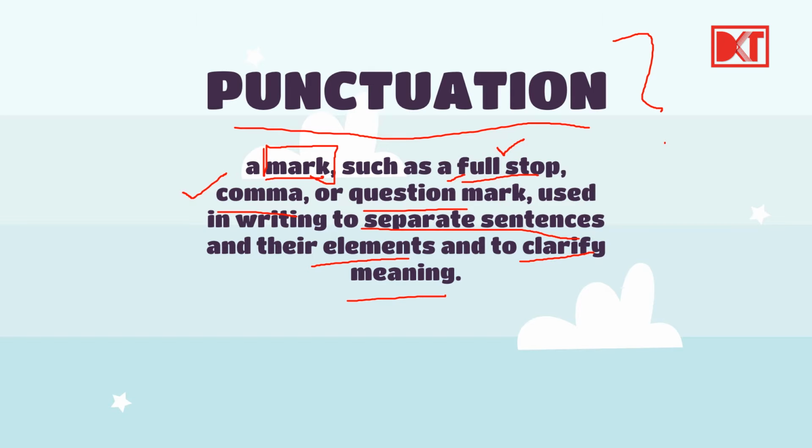You will be doing many more punctuation marks in the following slides, but this is just a brief meaning that punctuation includes various marks. And what are they used for? What is the purpose? They are used in writing to separate sentences and their elements, and clarify the meaning. So various punctuation marks separate sentences and their elements. What are elements? Like within a sentence, the subject, the predicate, the various words, the actions.